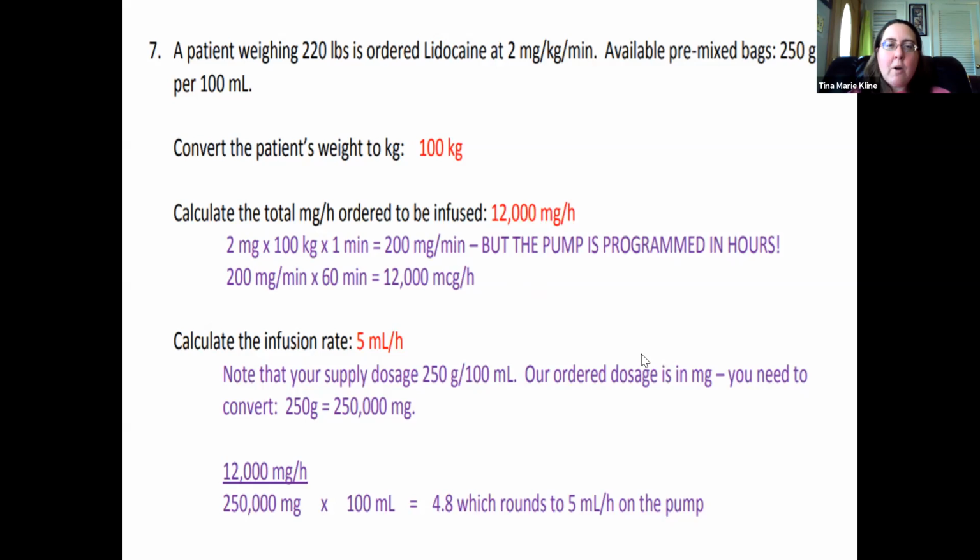Let me look at the chat. Okay, so, oh, I have it on microgram. Okay, wow, yeah, that's totally a typo. That would be milligrams. So I will put this.